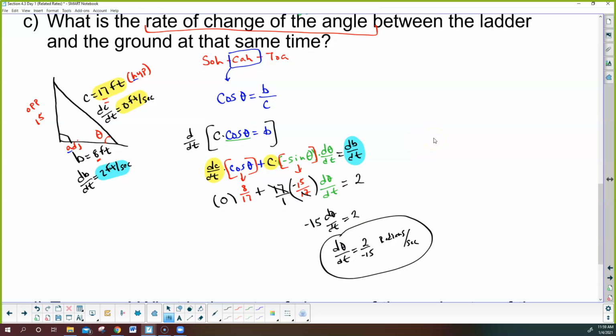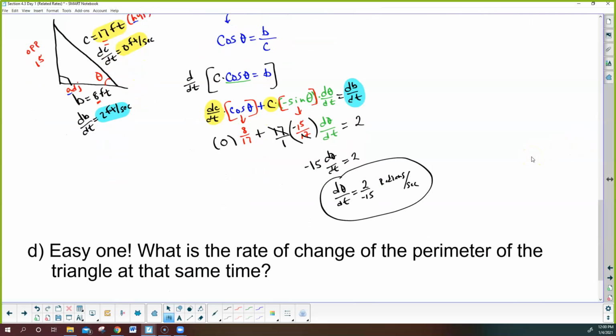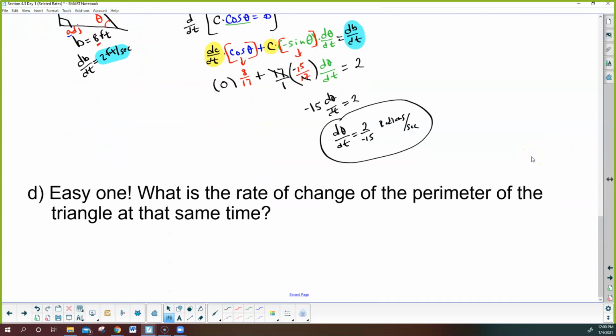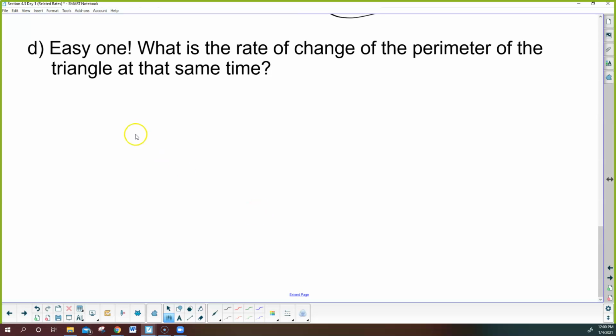Okay, this is a lot. I understand, and you're probably kind of freaking out right now. We're going to spend a full week on this, so you'll get some time to process it. All right, let's end on a more friendly one really quick. Same problem, same everything. What is the rate of change of the perimeter of the triangle at the same time? And again, I'll post these notes, so if you missed something, you can always go back and get it.